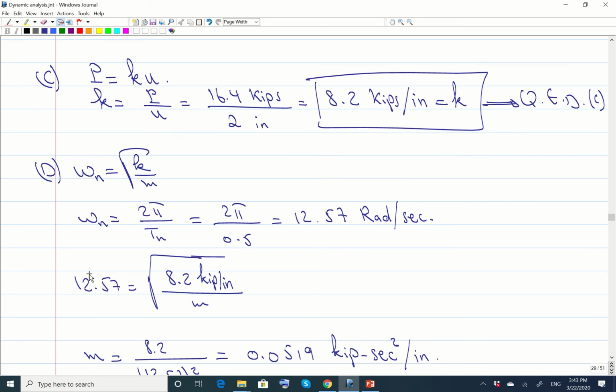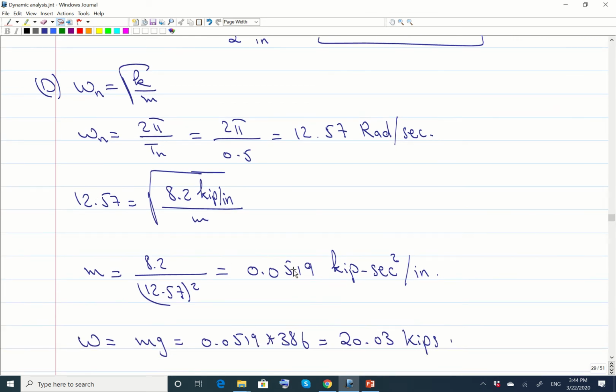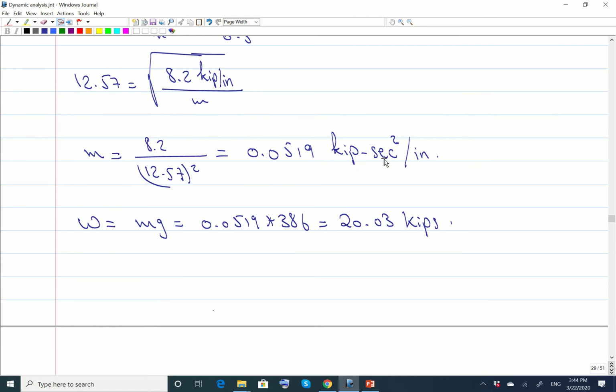So now omega n is 12.57. It's equal to square root k over m. K is 8.2 kips per inch divided by the mass of that water tank. So now the mass, moving it over here and squaring both sides, is going to be 8.2 divided by 12.57 squared. What's the units then? It's going to be kips per inch multiplied by second squared. Radian is unitless. So kips second squared per inch. So that is the mass.